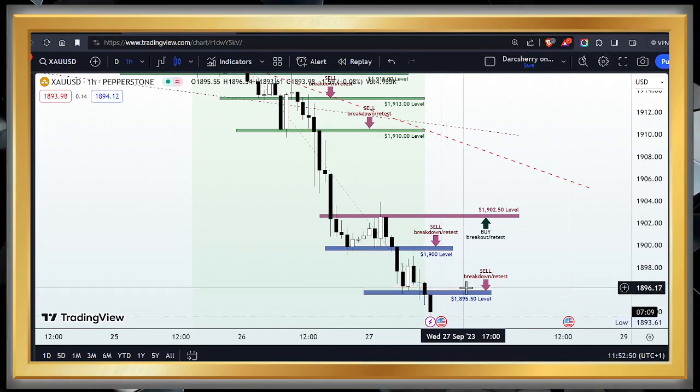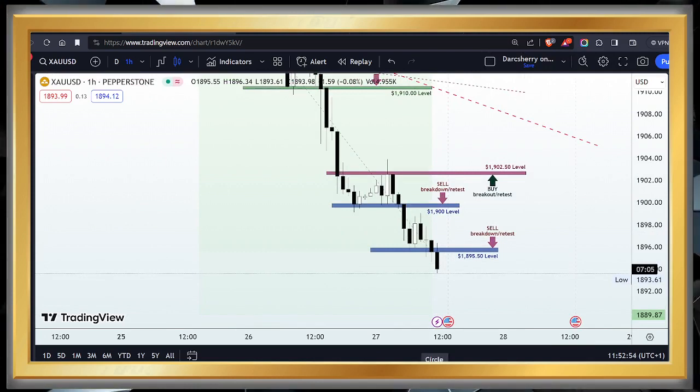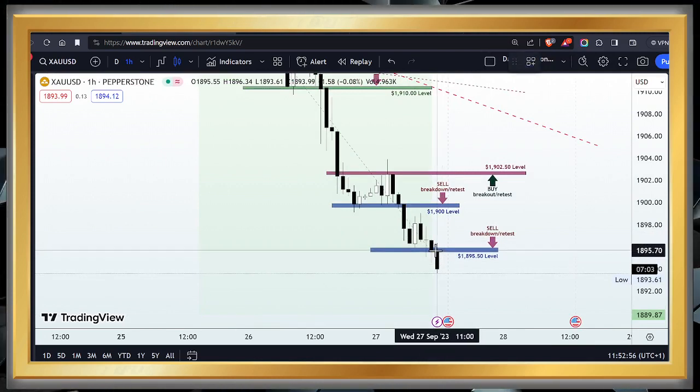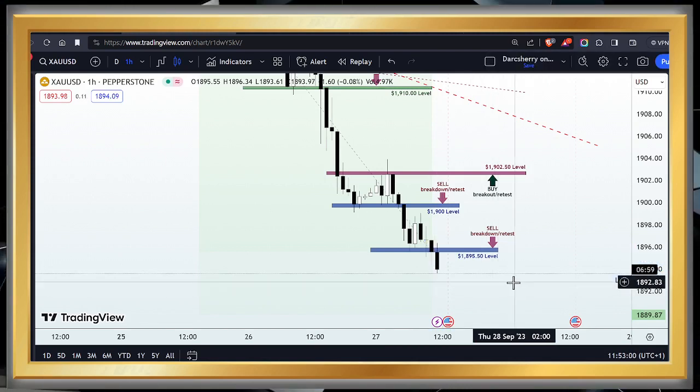At the 1,895, as you will see right now, price has broken down that structure. And what I want to be doing right now, if you had missed out on this opportunity, I will be suggesting that you exercise some patience while we wait for further confirmation that sellers are really going to be pushing price further beyond the zone to capitalize on more selling opportunities.